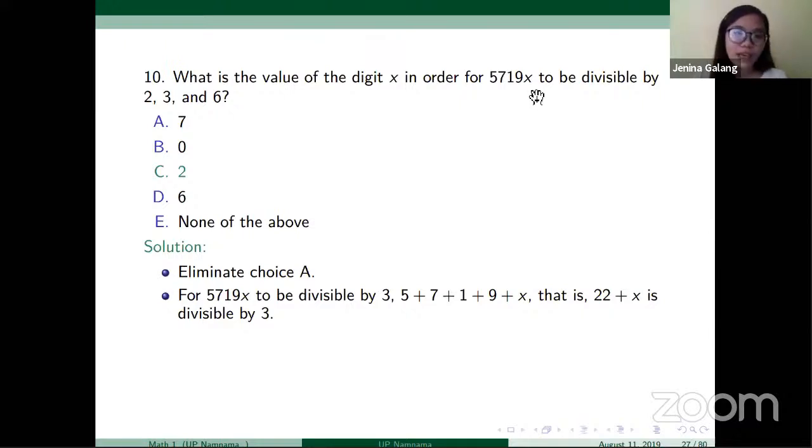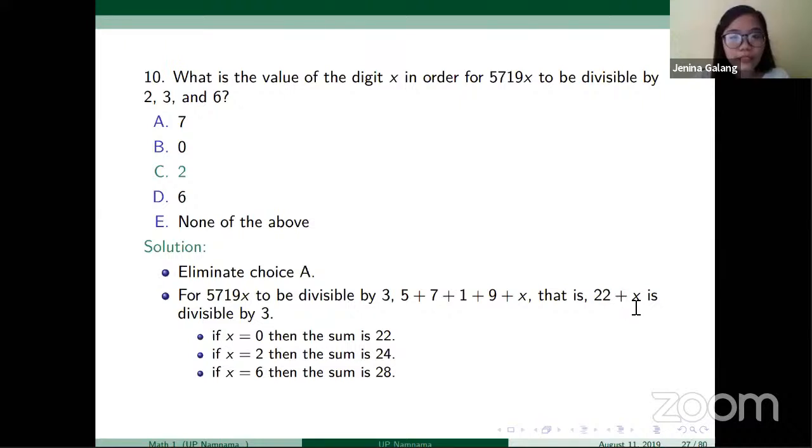And next, for 5,719x to be divisible by 3, dapat yung sum of the digits of this number should be divisible by 3. So we have 5 plus 7 plus 1 plus 9 plus x, which is 22 plus x, should be divisible by 3. So try natin yung 0. If x equals 0, then 22 plus 0 is 22. So yung 22 is not divisible by 3. So eliminate na natin yung 0.